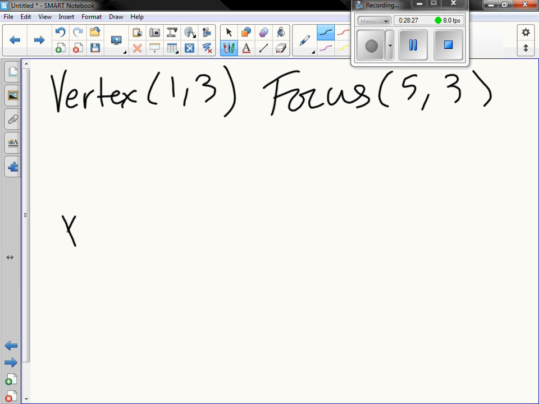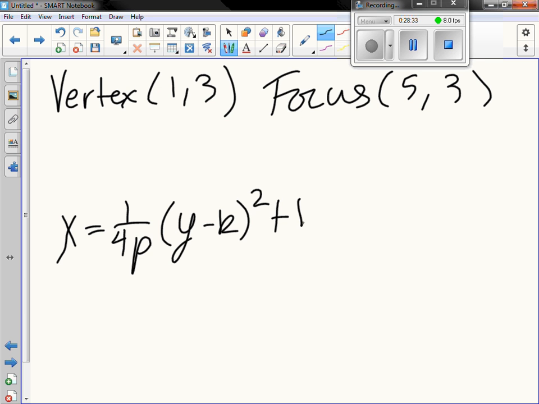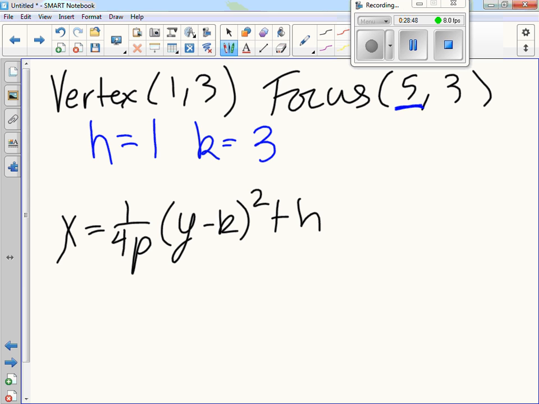So that means when we plug this in, we're going to have x equals 1 over 4p times y minus k squared plus h. Value of h. Value of k. Now the focus tells me that 5 is equal to h plus p, yes? What did we say the value of h was?